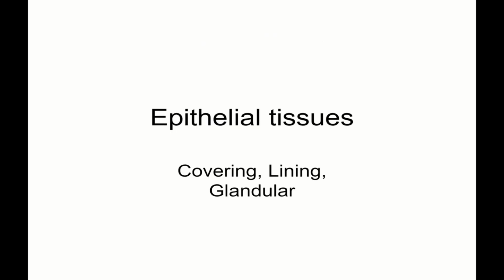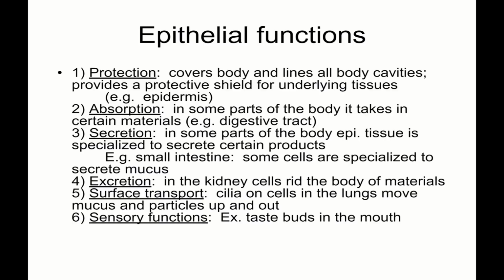We're going to start with epithelial tissues. And epithelial tissues are used for coverings, so they will cover the outsides of organs. They will act as linings, so we will see them on the insides of organs, and they will also be present in glandular tissue, or they make up glands. There are several different functions for epithelial tissue.